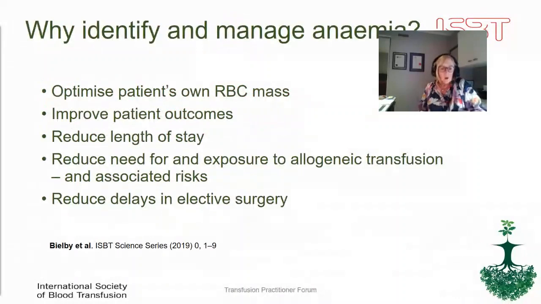So why is it important for us to identify anaemia and manage it? Well, it's important for us to optimise the patient's own red blood cell mass. By doing this, we improve patient outcomes. We reduce the length of stay. We reduce the need and the exposure to allogeneic transfusions and all of its associated risks. It can help to reduce any delays in elective surgery that might occur.